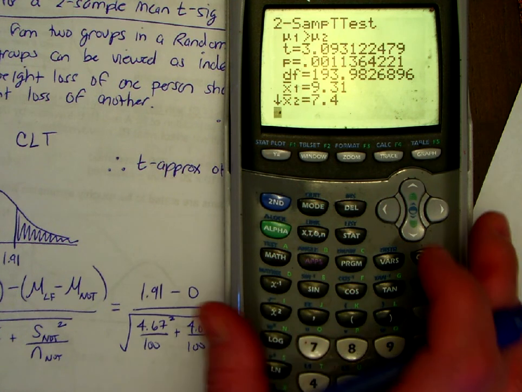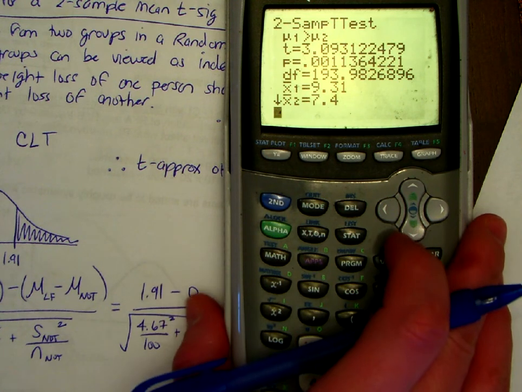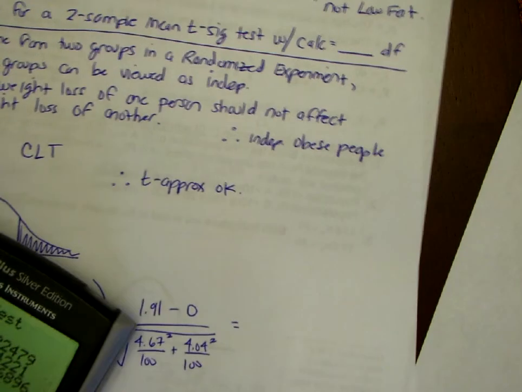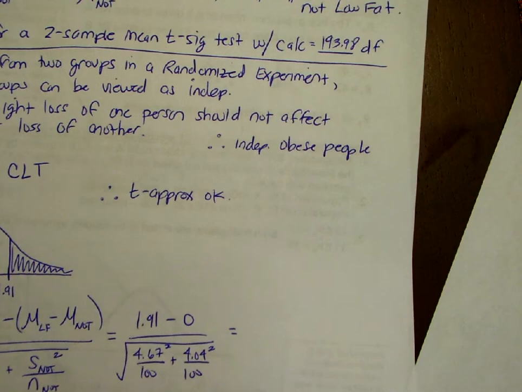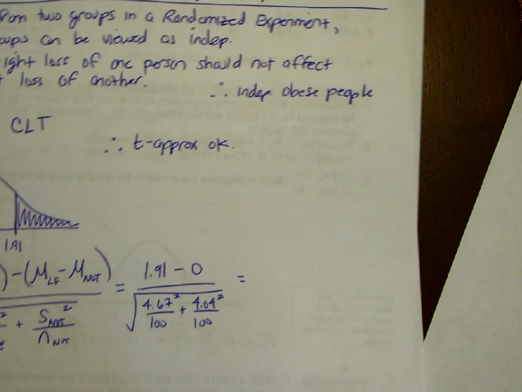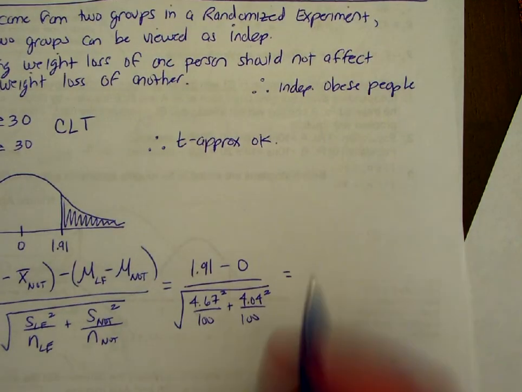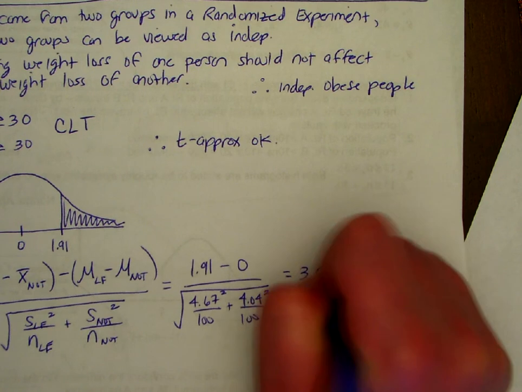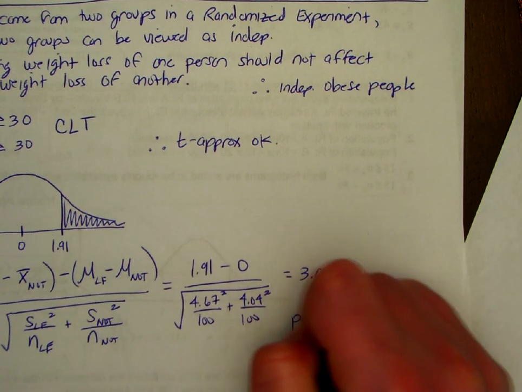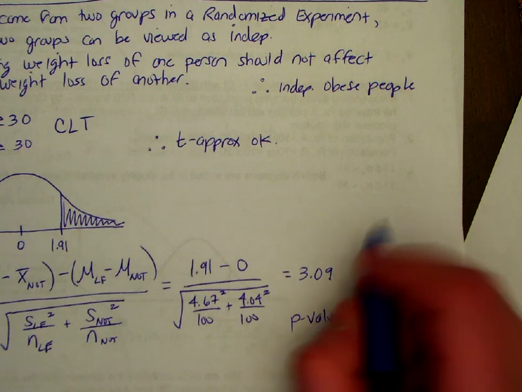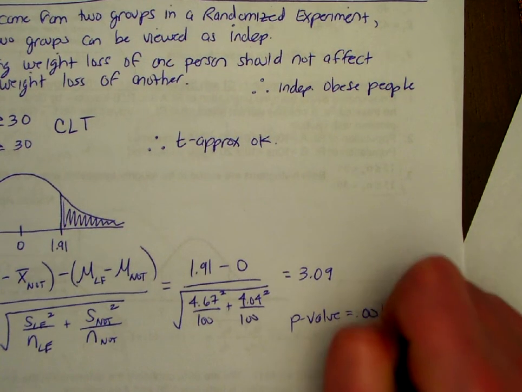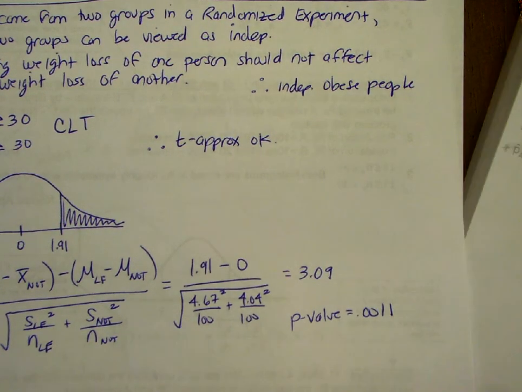Let's copy those into the title as well. 193.98. Woo! 193.98, and T is 3.09, and our p-value is 0.0011. Okay, let's write our conclusion.